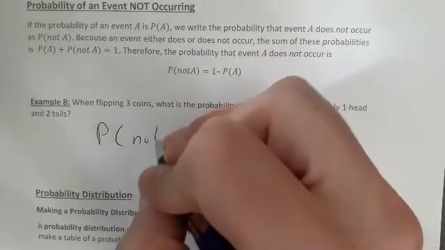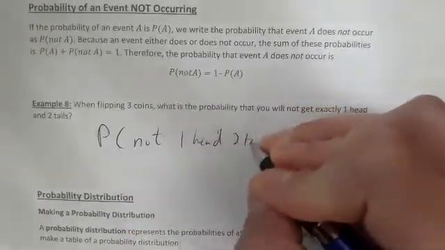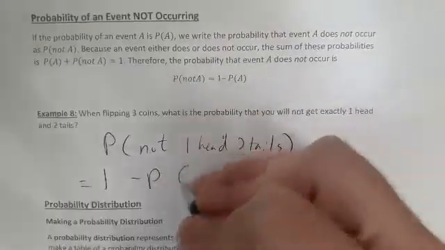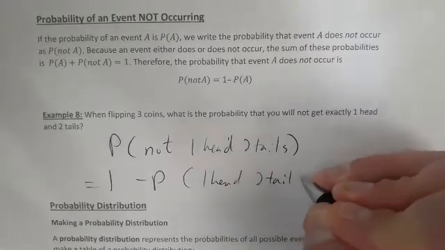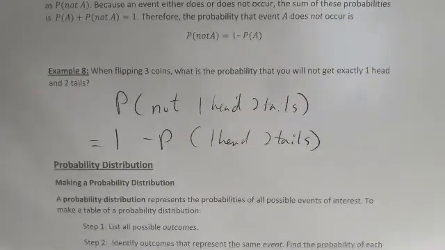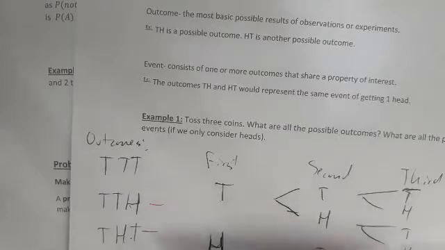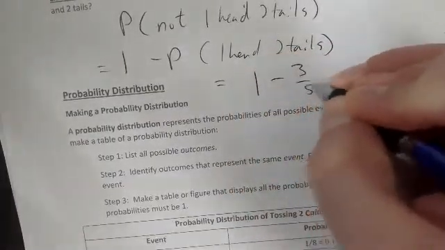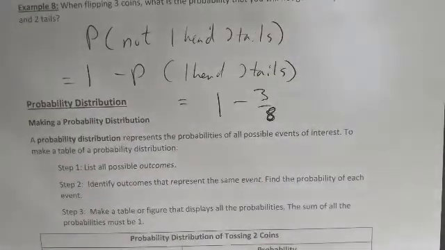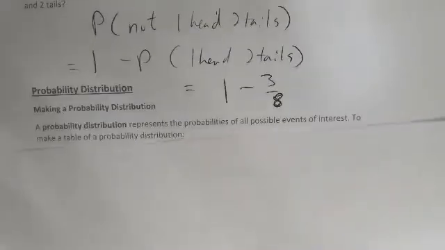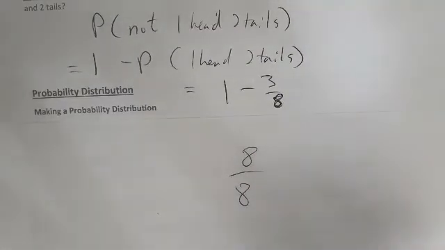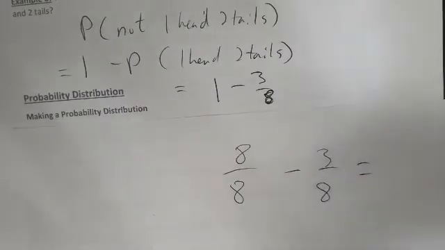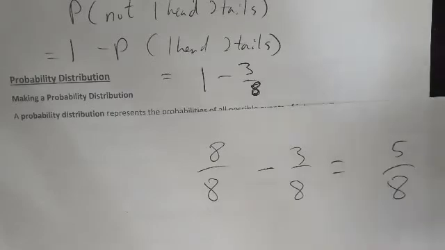So the probability of getting the same thing as an event of getting 1 head is going to be 3 out of those 8. If we go back to this first page and count them, this is 1 head, 2 tails, 1 head, 2 tails, 1 head, 2 tails. There are 3 different ways. Another way to write 1 is 8 over 8, so that we can find a common denominator. If we do 1 minus 3/8, what we're going to get out of that is 5/8.